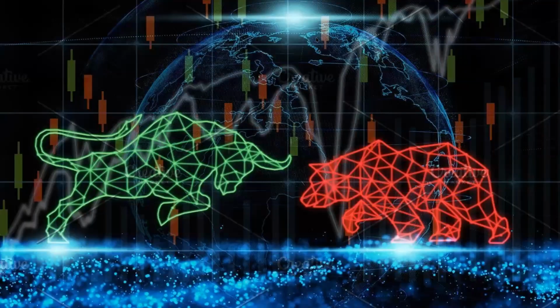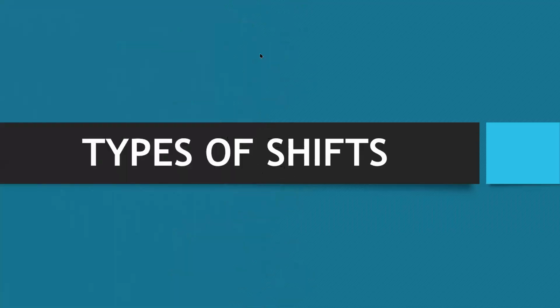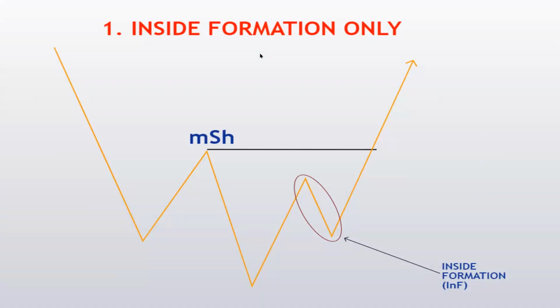But also we have the types of shift based on the formations that the market was offering when performing that shift. So you have types of shift based on the structures. First of all, we have the inside formation. This is what we call an inside formation. For example, the market performed a shift and left us with this area of liquidity right here. This is what we call an inside formation, or its abbreviation, an INF.